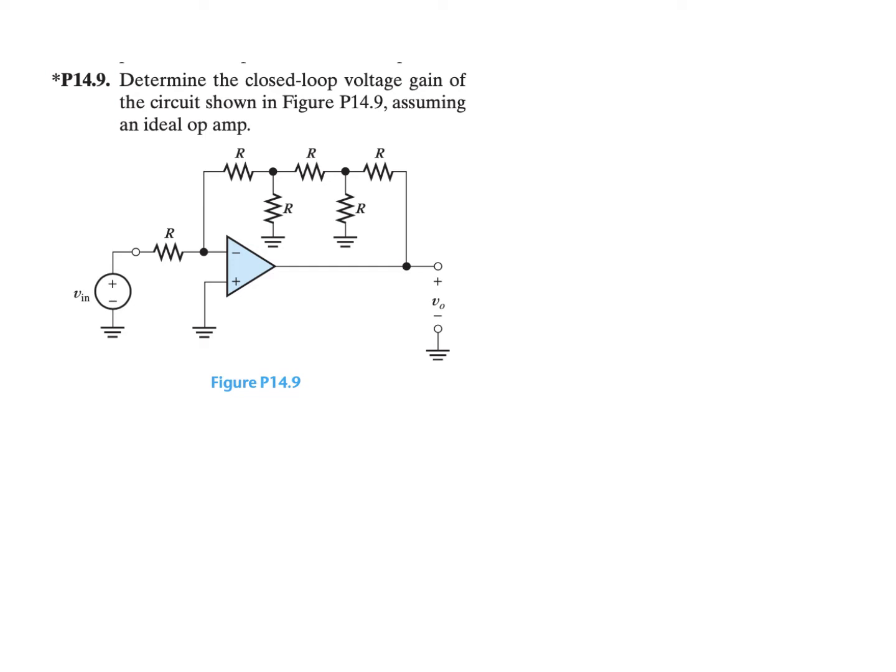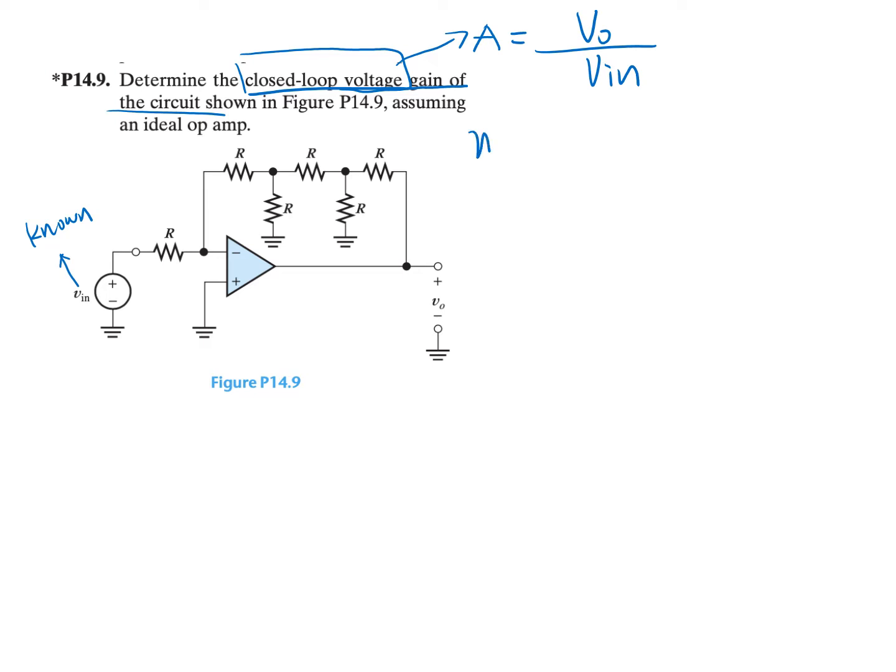So in this question, we are asked to find the voltage gain of the circuit. The closed-loop voltage gain is A, that is the final output Vout divided by Vin. In this case, Vin is a known value, but we don't know Vout, and we are going to find A. A typical way to solve this type of problem is to perform node analysis repeatedly.